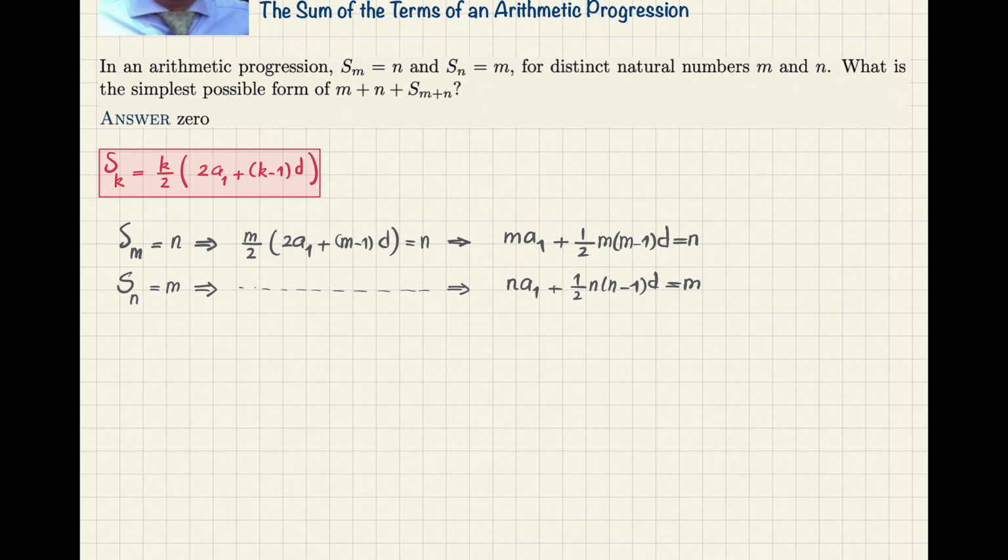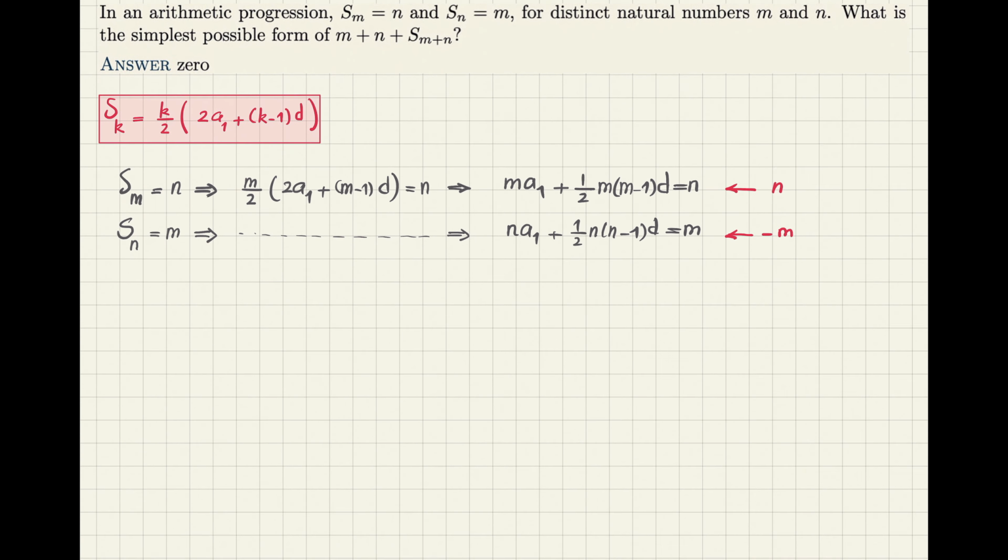Here m and n are given natural numbers, but as you see, I have two unknowns, a1 and d. And how many equations do I have? I have two. So I have a system of two equations in two unknowns. In principle, I can solve it parametrically and find my unknowns a1 and d in terms of m and n. To do that, for example, I can multiply the first one by n and the second one by minus m. Let us see how it goes.